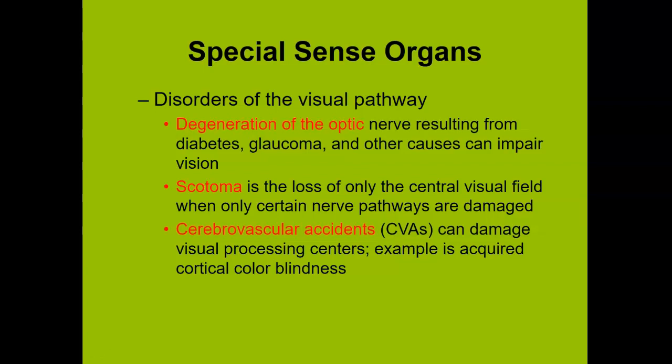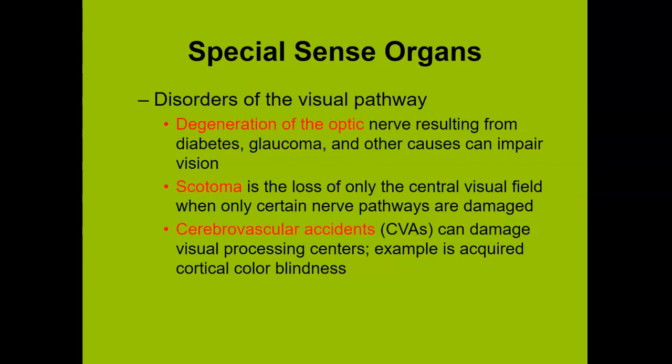Now, sometimes you have a situation where the optic nerve can start degenerating. That's usually secondary to other diseases like glaucoma or diabetes. And basically, if the optic nerve starts degenerating, then you won't see because the information is not being transduced from the eyeball to the brain. A scotoma is where you lose the central visual field because cells have become damaged, but you can see laterally.